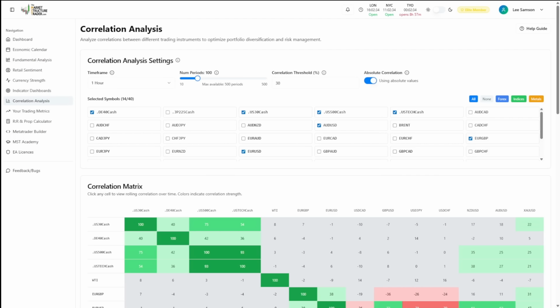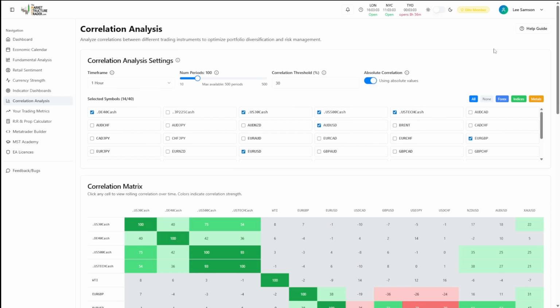The correlation analysis page is your essential tool for portfolio diversification and risk management. Understanding correlations between currency pairs is what separates professionals from amateur traders, because amateur traders will unknowingly take multiple positions on the same market move. This page shows you exactly which pairs move together, which move opposite, and how to use this information to build better portfolios and manage risk more effectively.